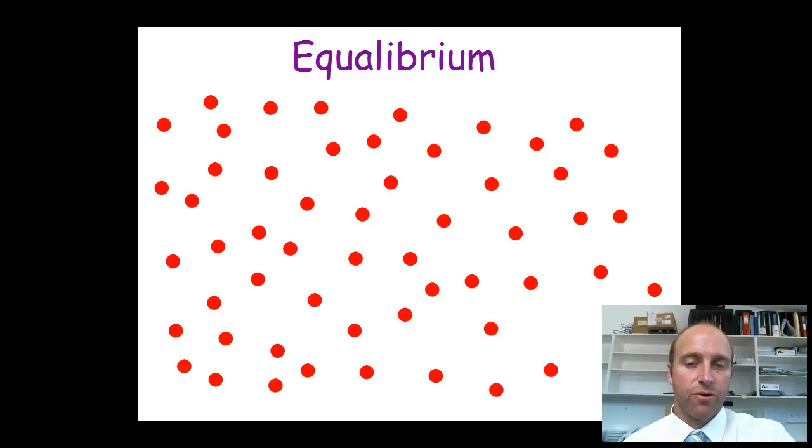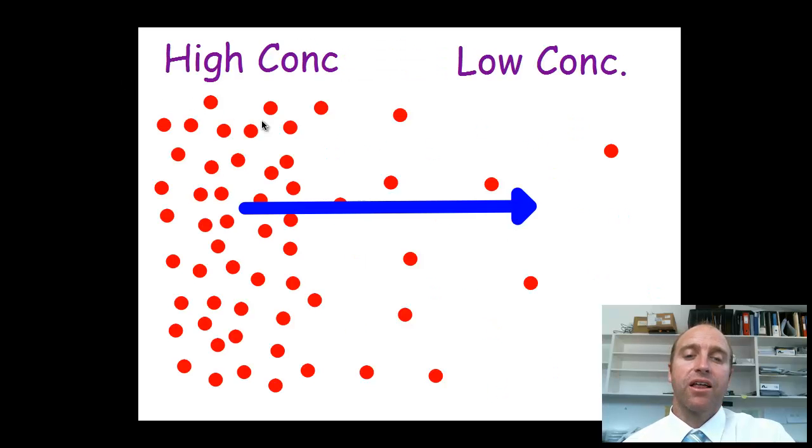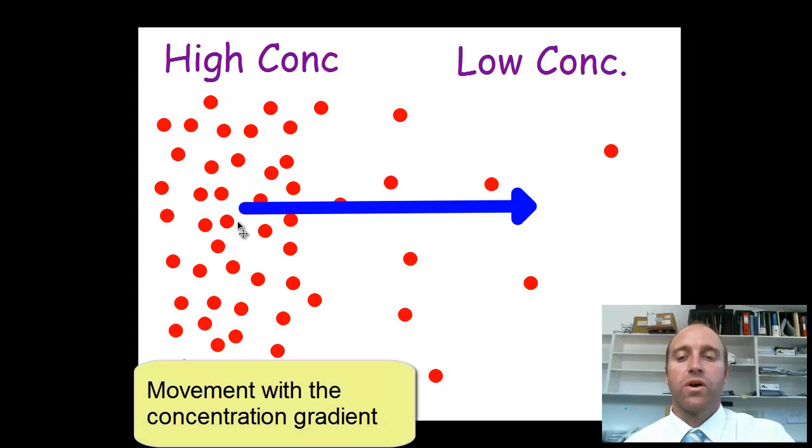When the substances move through, we reach a state called equilibrium. And equilibrium is where we have an overall spread of the molecules through the solution. There's no longer a high concentration and a low concentration. And then we say that that's a balanced concentration gradient. We talk about the molecules moving from a high concentration to a low concentration, and that's moving with the concentration gradient, to reach that balanced state.